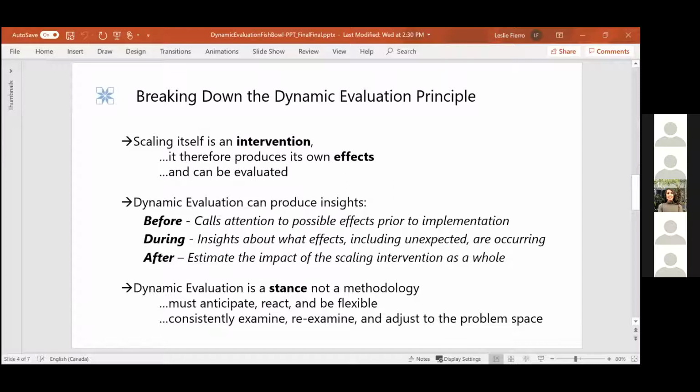And the idea is that you have to remain adaptive and flexible, right? In this context, and continuously re-examine the space that you're operating in with the evaluation. So there's a real recognition with dynamic evaluation that the questions that we're answering through the evaluation are not going to stay the same, right? As the context is changing, and as the scaling efforts change, we're going to see different questions arise in the process, and we're going to need to adapt to answer them with the appropriate method at any given time.